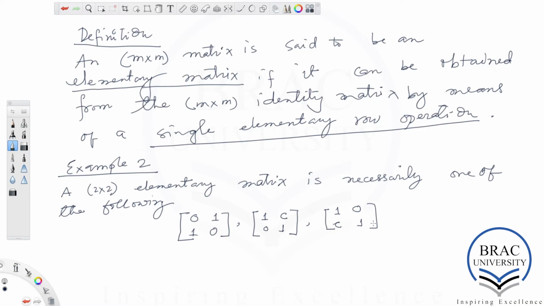Okay, and now it's about multiplying the first row with the non-zero scalar c. That gives this elementary matrix corresponding to the 2 times 2 identity matrix, and we want c to be non-zero, of course. And we do the same with the second row, multiplying the second row with the non-zero scalar c, which gives us this matrix 1, 0, 0, c. This is the final type of 2 times 2 elementary matrix. Of course, c is also non-zero here. So this is the example of 5 possible elementary matrices of size 2 times 2.